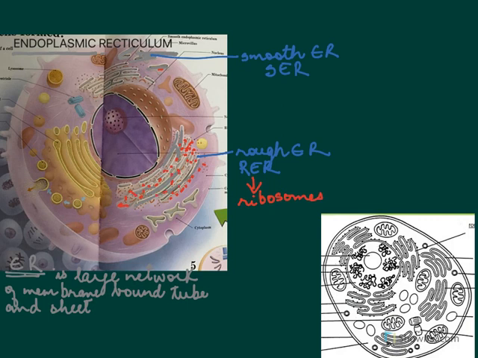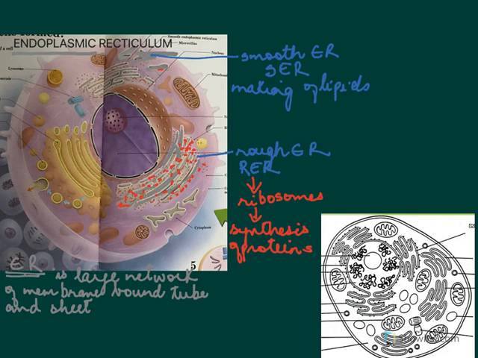You can see the ribosomes present all over, and in these ribosomes the synthesis of proteins takes place. This is where the protein is made. Synthesis of protein means making of protein. So the proteins are made in these ribosomes. However, lipids or fats are made in the SER.